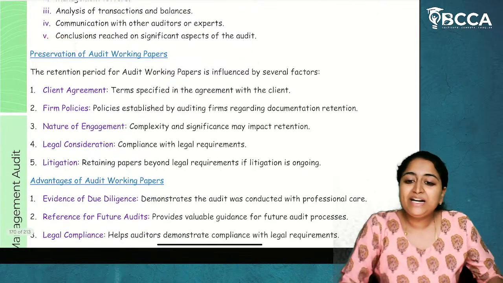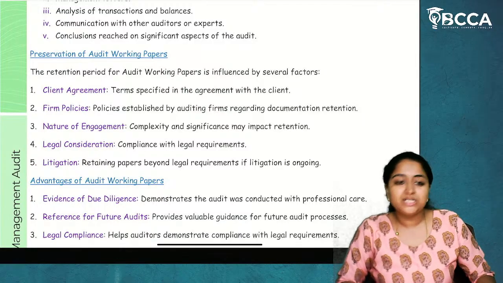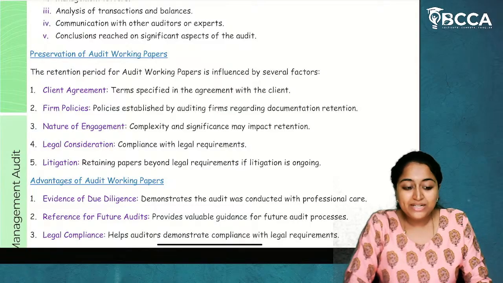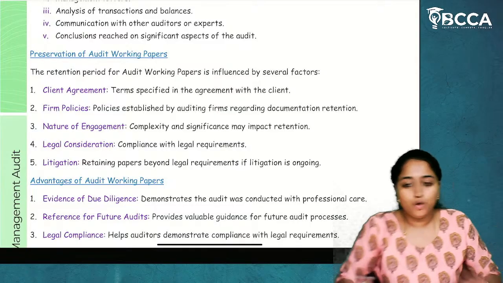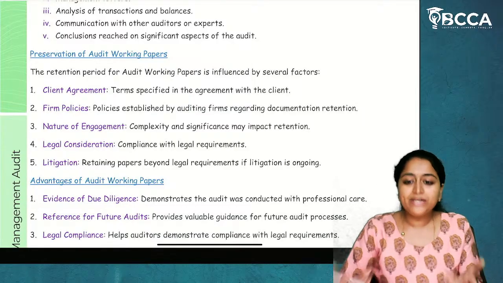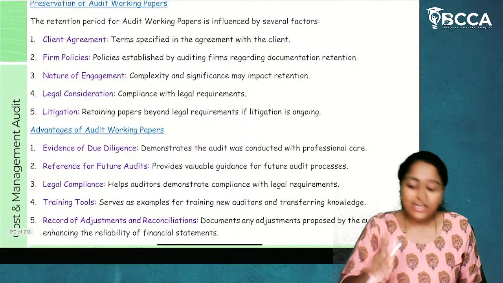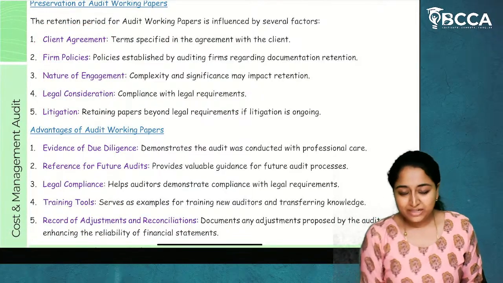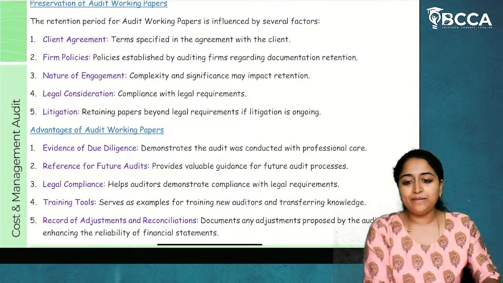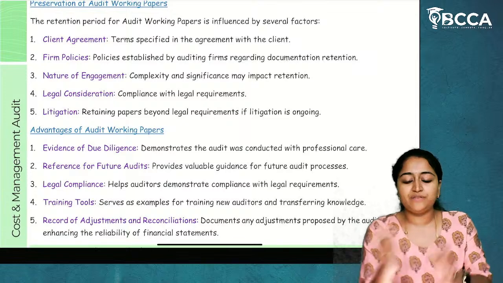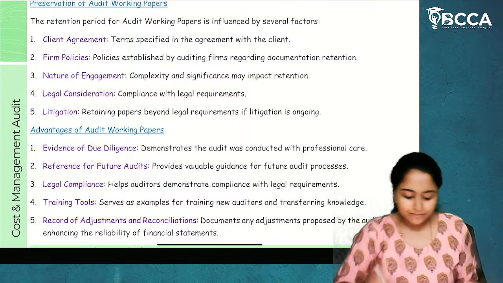Preservation. Is it mandatory to store or preserve these audit working papers? It's not mandatory, but it is also not free. You will not maintain it at all? No. You have to mandatorily maintain it? No. Then what is to be done? It is based on factors. If you have a client agreement, which means the auditor and auditee have entered into an agreement, and in that agreement they have said that you have to preserve these audit working papers for a certain period, then they will maintain it, or else they'll discard it.